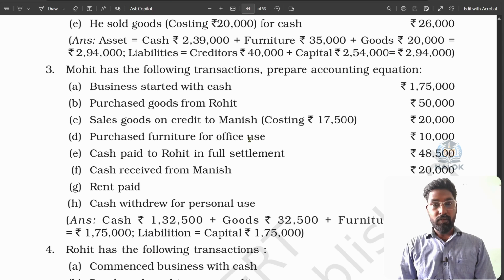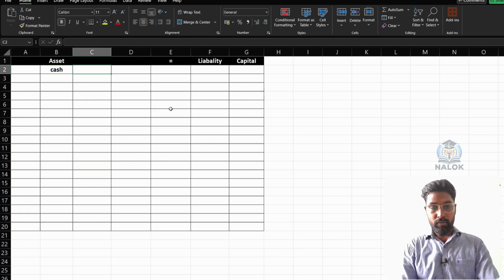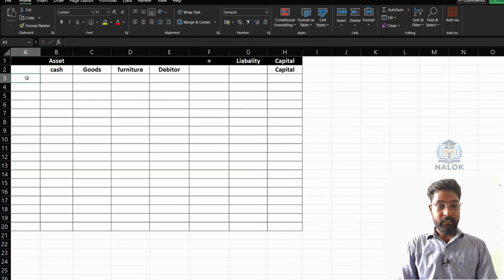Purchased furniture for the office use. So furniture is also an asset. So we have furniture in the asset section. Cash paid to Rohit in full settlement. So we are affecting the cash. Cash is received from Manish because Manish bought the goods on credit basis. So rent paid, this is also affecting the cash asset. Cash withdrew for personal use. So this is again the cash asset. So asset, cash, we have goods, debtor. So now let's analyze the transaction.